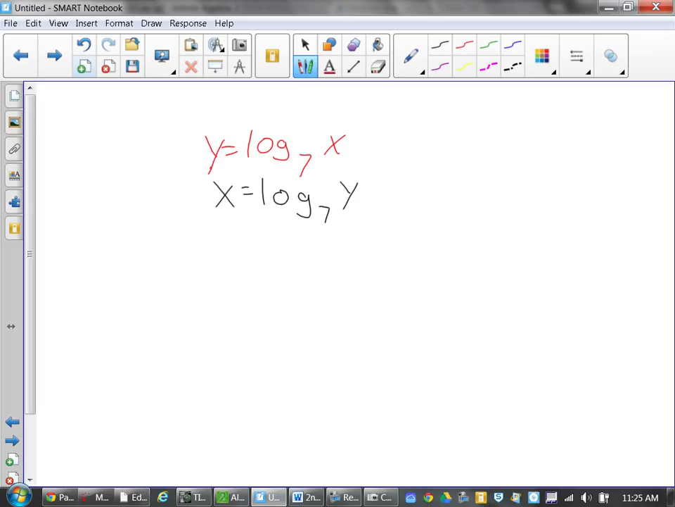How do you undo it? Exponentiate. Very good. You just use the base. Yep. Exponentiate with the base. 7 to the log base 7 allows the y to drop. And that's your inverse. It's a cool thing, isn't it?